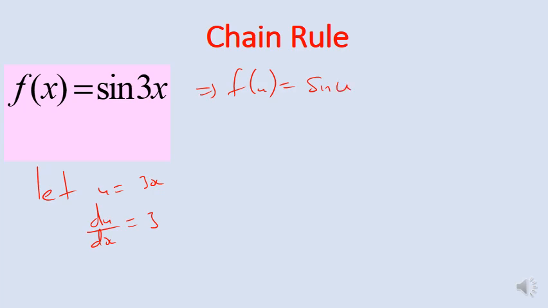Excellent. So it's sine of u. So df dx is what the exam is asking, what the lecturer is asking, what the entire universe is asking. So df dx is df du times du dx. What is df du? What is the derivative of sine u? What's the derivative of sine x? What is the derivative of sine of q? It is now cos, and in this case it's going to be cos u.